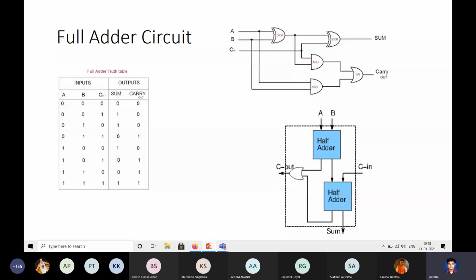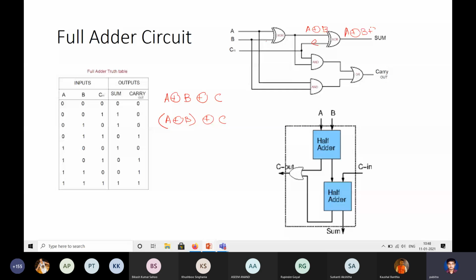XOR is associative. So if you have A XOR B XOR C, you can write it as (A XOR B) XOR C, or as A XOR (B XOR C). So that's what I have done. I have written the sum as A XOR B, entire thing XOR C. So this is A XOR B, and this is C.